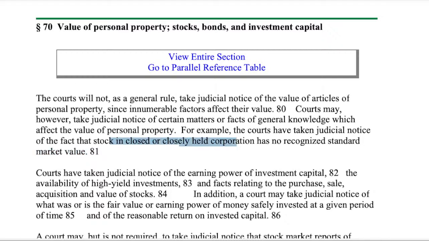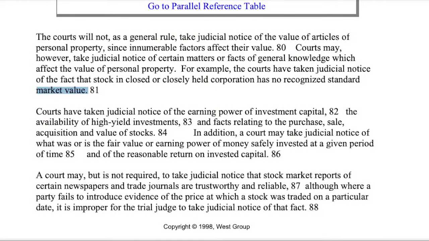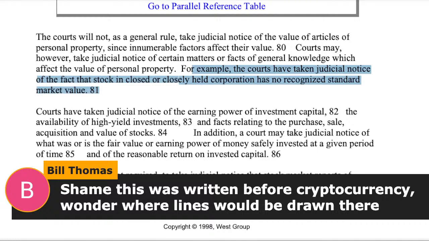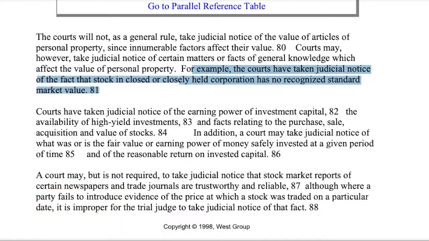Closed or closely held corporation. So this has no recognized standard market value. Now, this might apply to something like crypto too, when you think about it, because what is it more than just a private ledger? And how that might apply there. Can it be judicially noticed? Is it common knowledge? Those would be the questions.